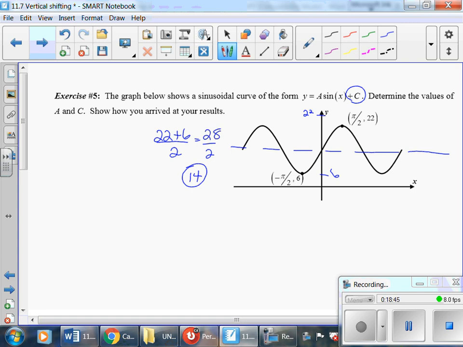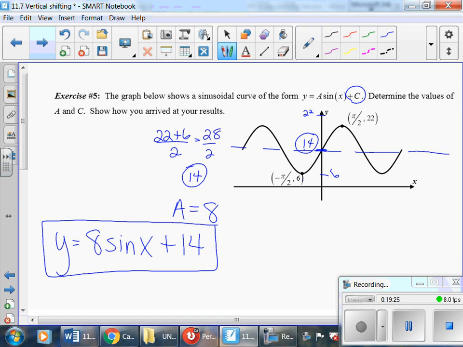So now what's the amplitude? Well, if I know this is 14, notice how this is a little common sense going on here. Nothing all that complicated. So how much do I have to subtract to get to 6, and how much do I have to add to get to 22? Well, I think it's pretty obvious that the answer is 8, because 14 plus 8 is 22, and 14 minus 8 is 6. So basically, let's rewrite. So I know that a is equal to 8. So my answer is y equals 8 sine x plus 14.